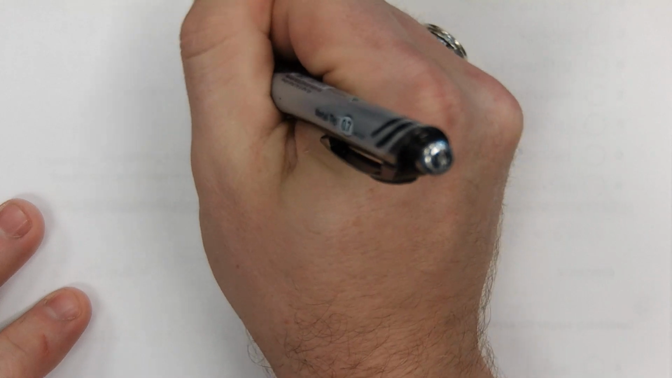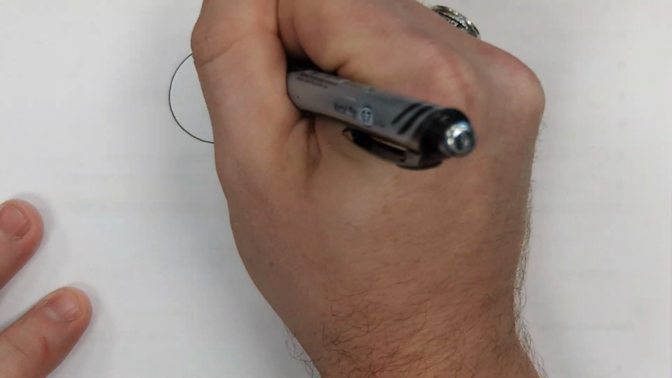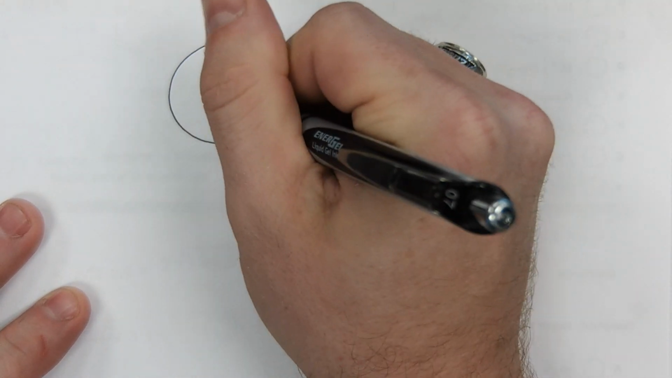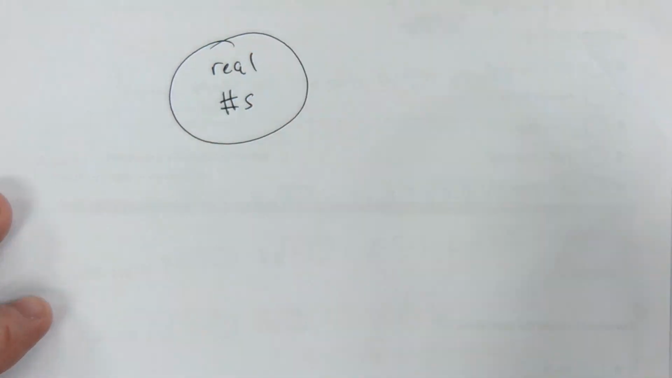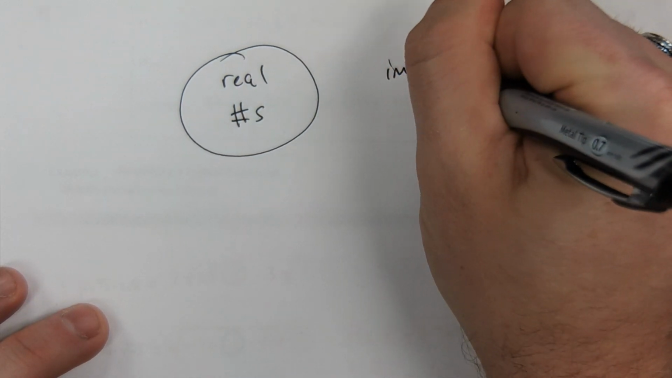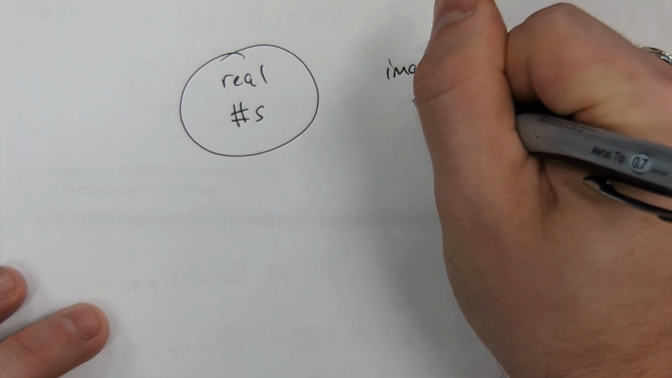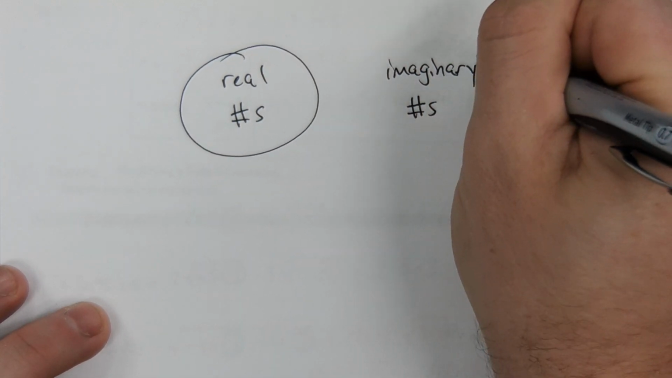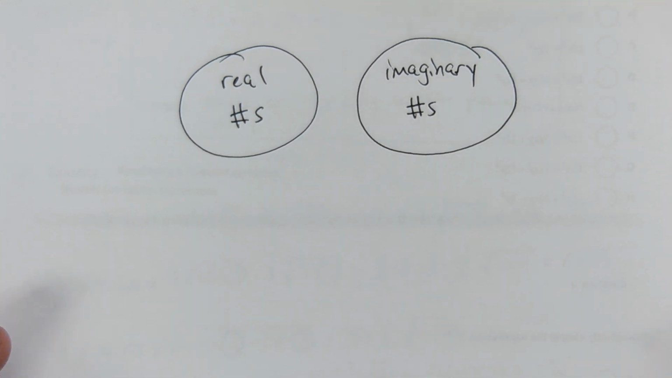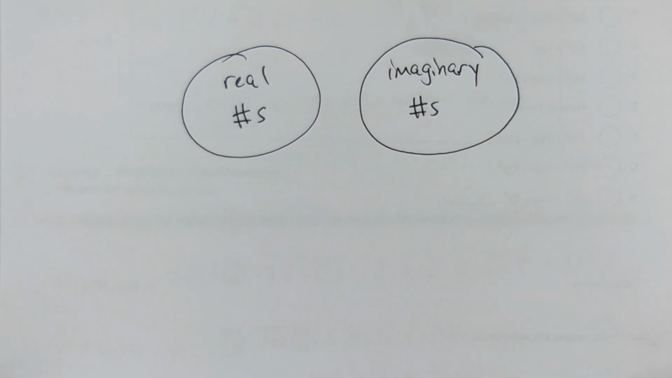Up until yesterday, you guys were only familiar with one number system. This number system was the real numbers. You don't need to draw this or anything. Just watch for a second. The real numbers. This is the only number system that you were familiar with until yesterday. Yesterday introduced imaginary numbers. Imaginary numbers are not real numbers. Real numbers are not imaginary numbers. They do not overlap. This is a Venn diagram. They don't overlap. They have nothing in common.